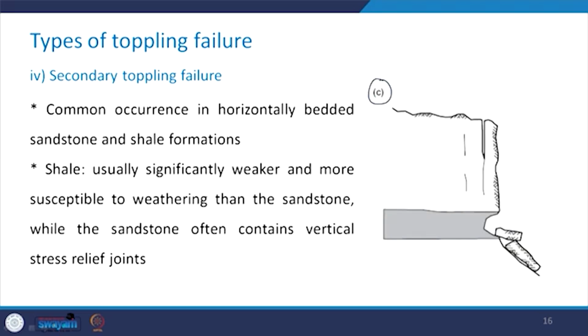The part C, which I explained, is that when the weaker material which is underlying the stronger material gets weathered, then there occurs the toppling in the upper portion. This is a common occurrence in horizontally bedded sandstone and shale formations. Shale is usually quite weak and more susceptible to weathering as compared to the sandstone, while the sandstone often contains vertical stress relief joints. These two characteristics of shale and sandstone make them prone to experience this type of toppling failure.